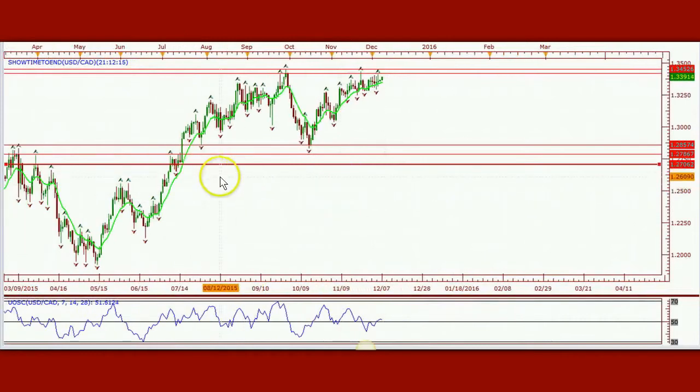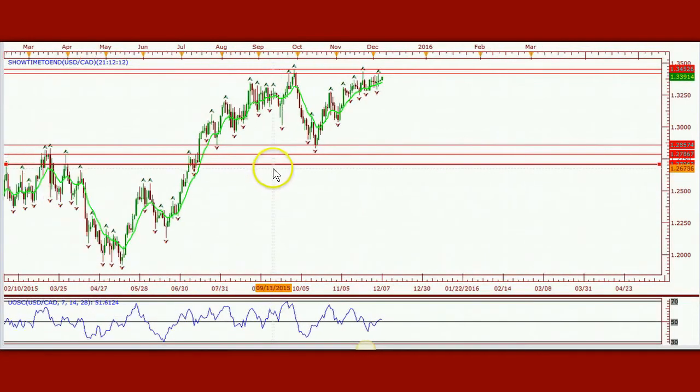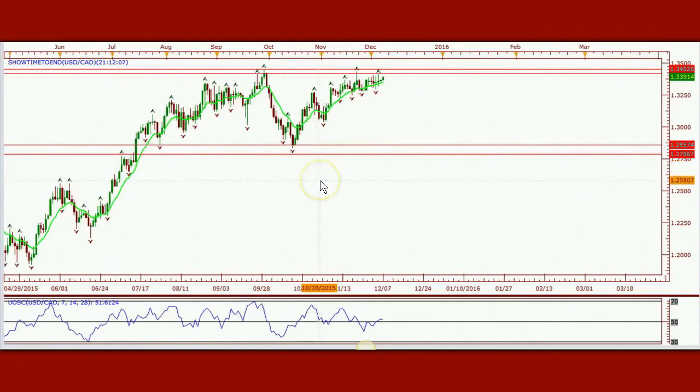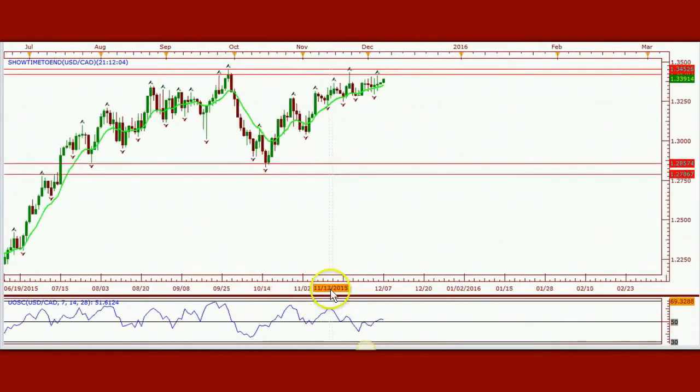Oh, I messed up my line. That's okay, we'll remove that one. But anyway, we do have divergence here, and it's bearish divergence. We can see it in a couple of different areas. The first area we're going to see it is from here. This is going downwards, the ultimate oscillator, but price is going from this level to the same level.